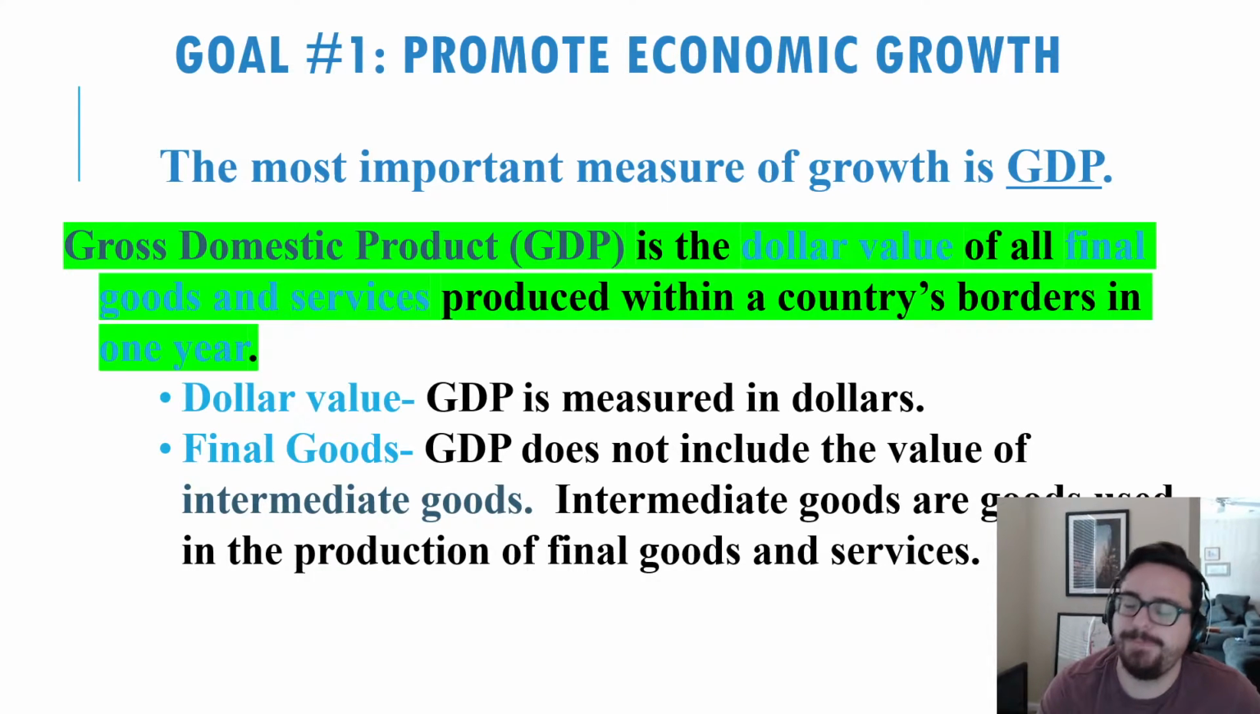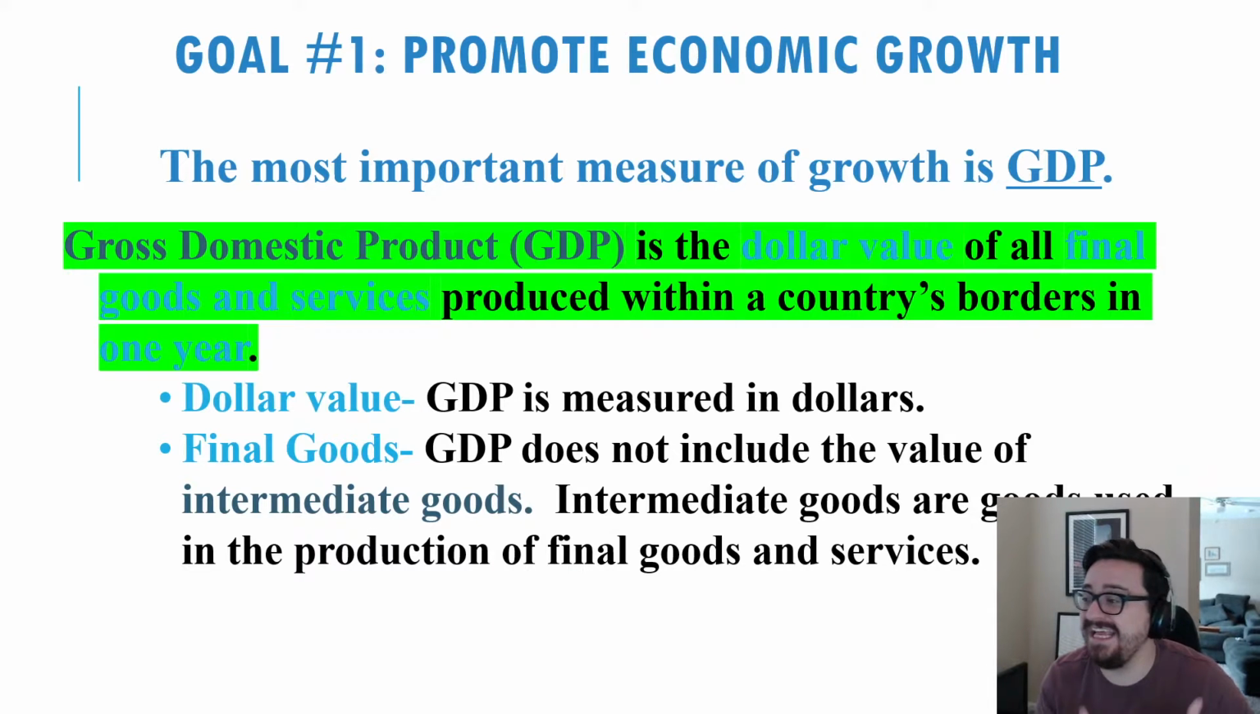Final goods means the final product. That means we do not include things like intermediate goods. Say we're talking about the final price of a car. Like they say this car's final price is $25,000. Okay, that is the number we use for GDP. We don't also use however much the business spent on the tire and the stereo system and the steel and everything in addition to the $25,000. We only count the final product.